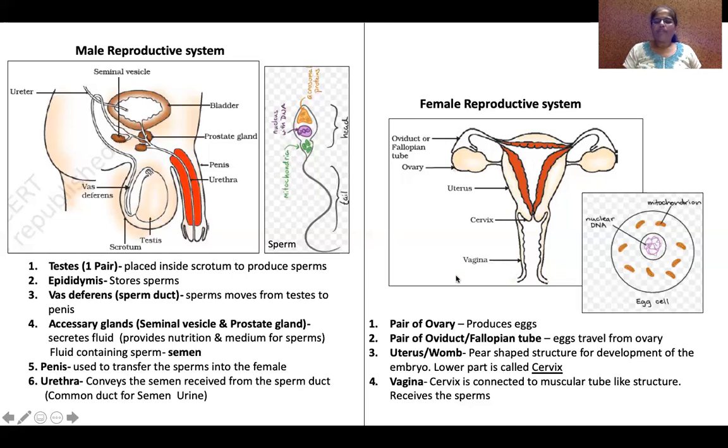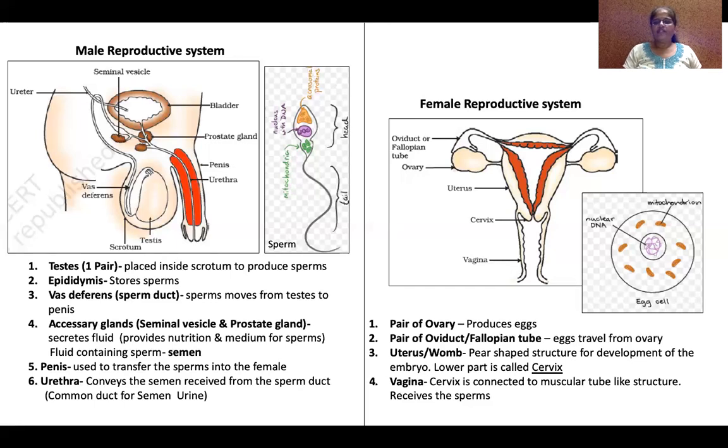Okay. This is the female reproductive system: a pair of ovaries, a pair of oviducts or fallopian tubes, and the uterus. It is also called the womb. The lower part of the womb is called the cervix, through which the baby comes out. The cervix is connected to the vagina, a muscular tube-like structure which receives the sperms during mating.